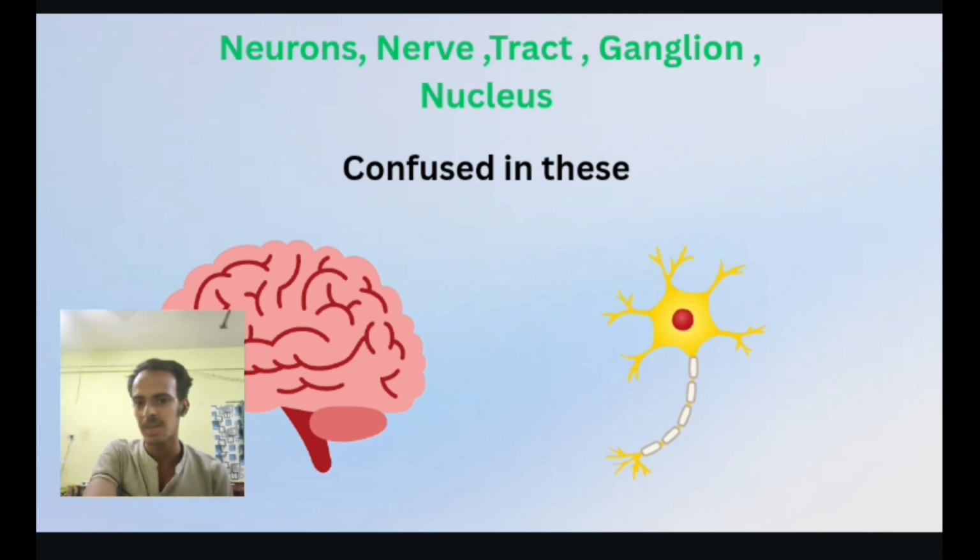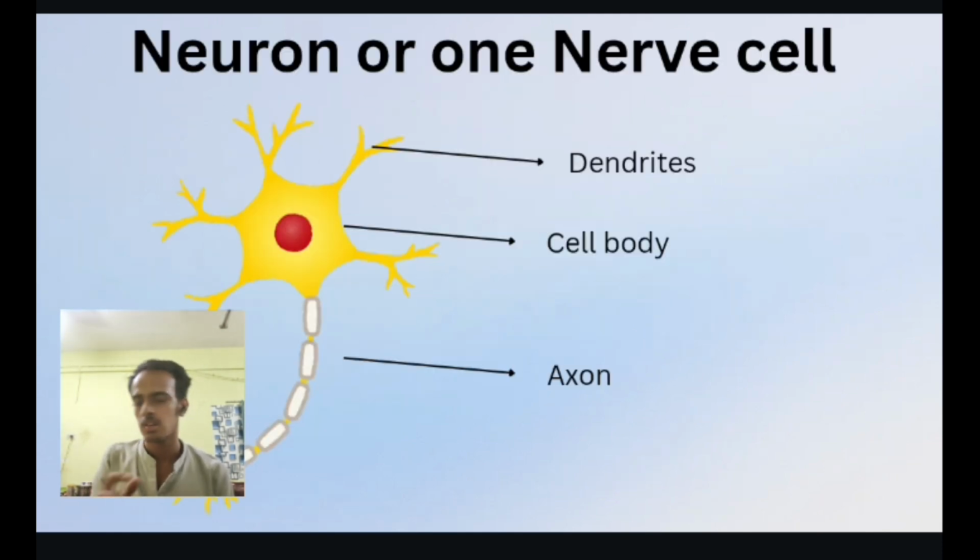So let me discuss. The first is the neuron. It is very important to understand that a neuron is actually equal to one nerve cell. It is the basic structural and functional unit of the nervous system. The nervous system is composed of various neurons. Now, a neuron has three parts: we have the dendrite, the cell body, and the axon. Each part has different functions.